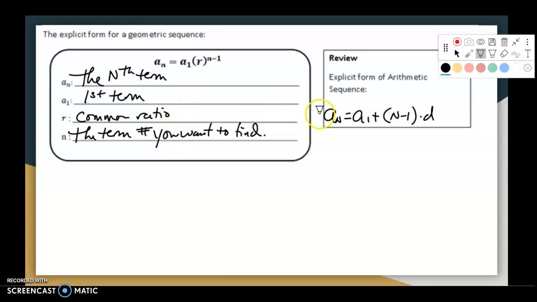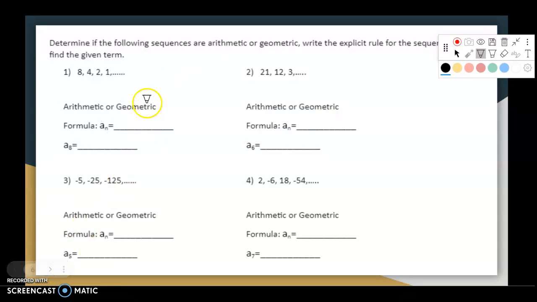All right, so it's very similar to an arithmetic sequence, but it is a little bit different because you're multiplying now, you're not adding. All right, so let's take a look at some examples. I'm going to do 3 of these here, and then maybe you guys want to try a couple as well. We're going to decide if each sequence is arithmetic or geometric, write its formula, and then find one of the terms. So for a geometric sequence, a_n is a1 times r to the n minus 1 power. For an arithmetic sequence, a_n would be a1 plus n minus 1 times d.